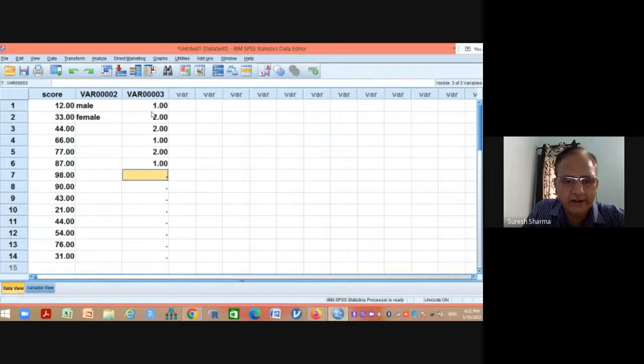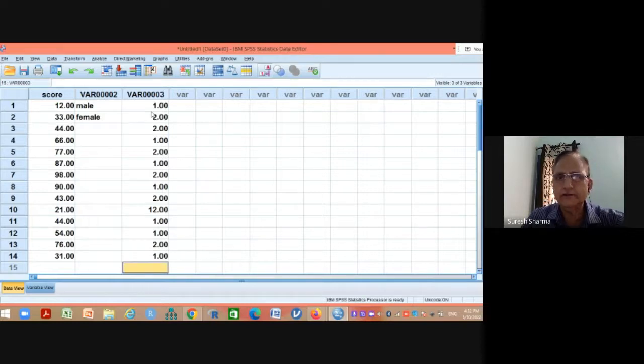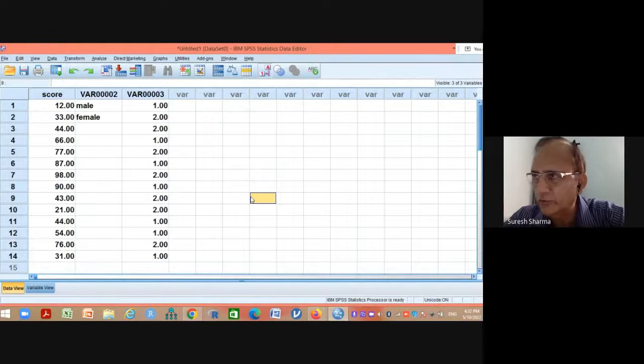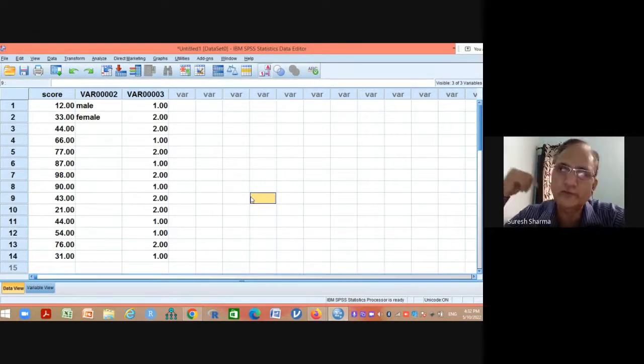So in your entire data, there are some males, some females, like this. There are some male, and this is something like 2. So there are some male and some female. 1 stands for male and 2 stands for female. Now, how will SPSS come to know that 1 is male and 2 is female? There is a flexibility in SPSS. You can assign labels, which we call value labels.